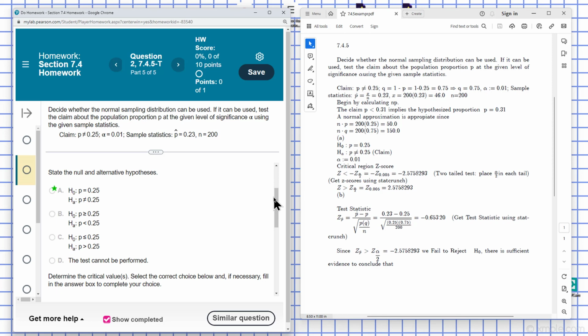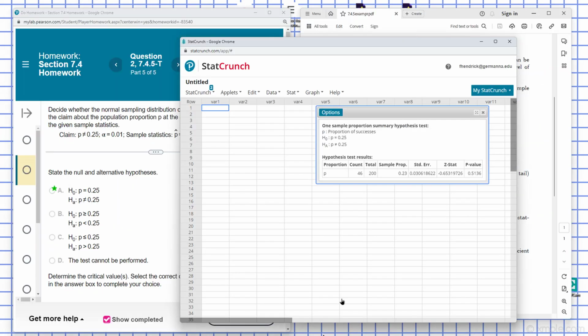So our claim, the null hypothesis, is going to be the statement of equality. The alternative hypothesis is not equal, and it's set up there. For the critical region and test score, you can use StatCrunch to get that done.